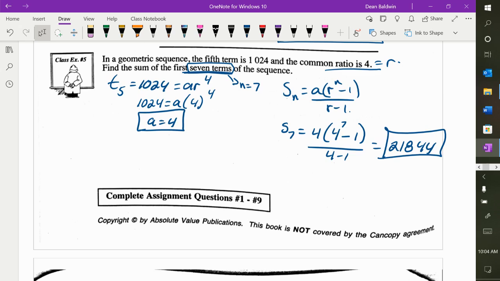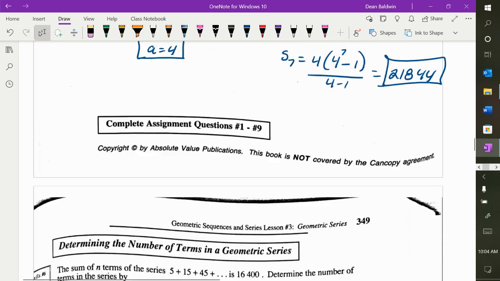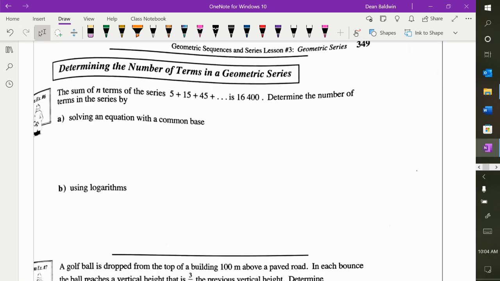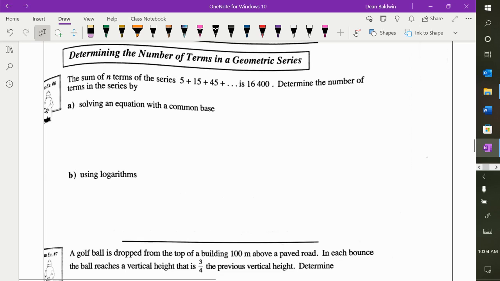Yes. Boom. 21844. Okay. I got 2 more questions to do. So let's do this one first, and then we'll do the other question.